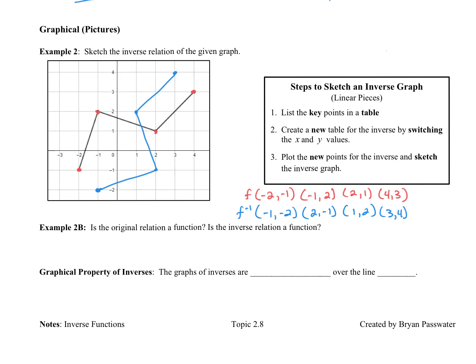All right. And so in part B, is the original relation a function? So if I look at my black and red one, is this a function? Yeah. Why is that a function? So my original is a function because it passes what kind of line test? The vertical line test. All right. You don't have any cheaters going on. All right, and so the original is a function because it passed the vertical line test.